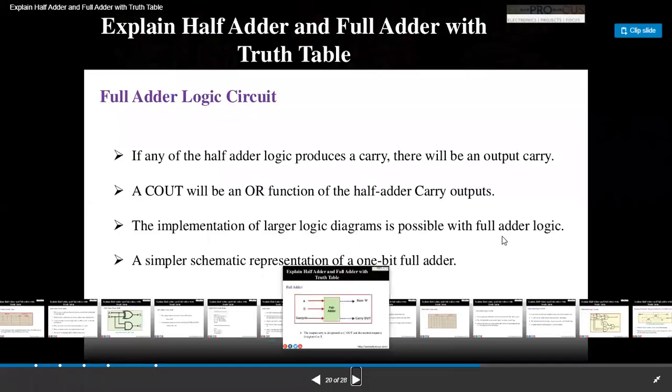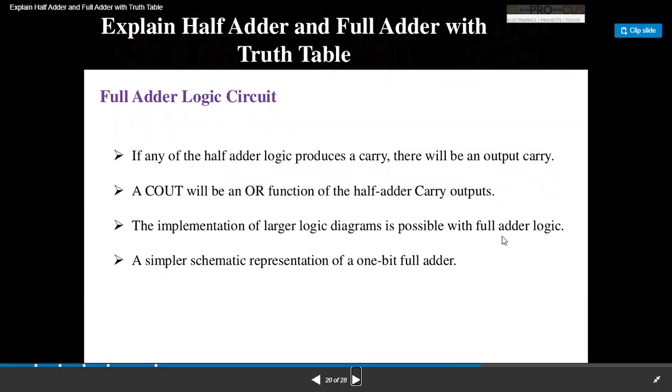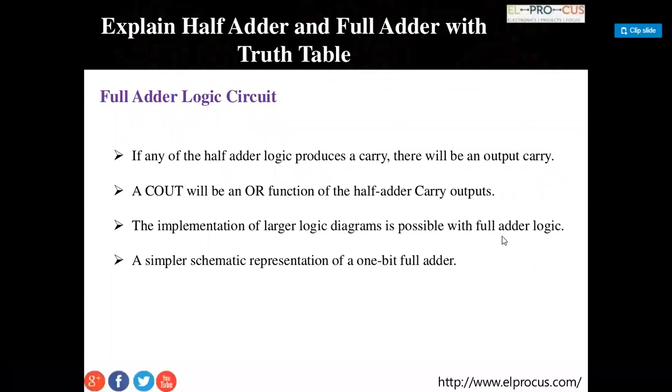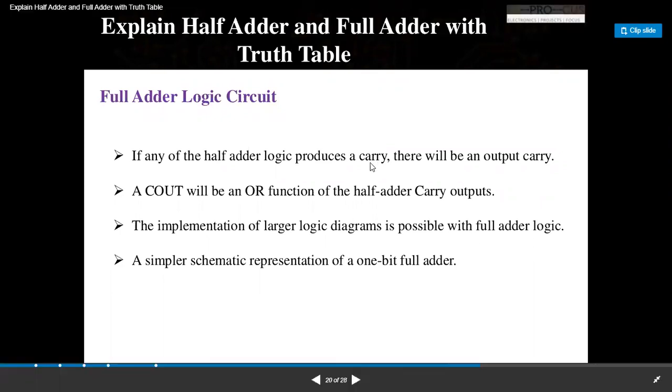So here is the full adder logic circuit. If any of the half adder logic produces a carry, there will be a carry out. If either of the two produces a carry, the output is also a carry. A C out, or carry out, will be an OR function of the half adder carry outs. You know that for the OR function, 1 or 0 output is 1, 0 or 1 output is also 1, and 1 or 1 is also 1. So that statement can be obtained by using the OR function.